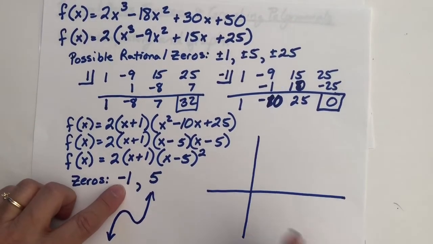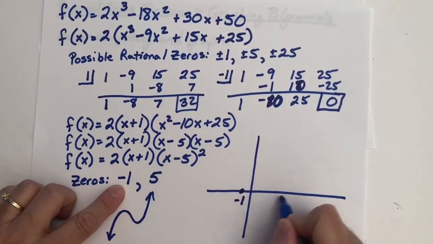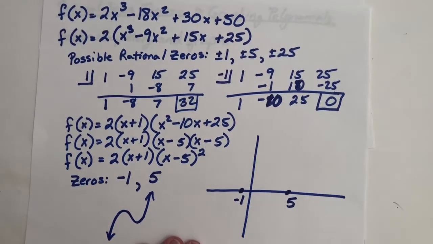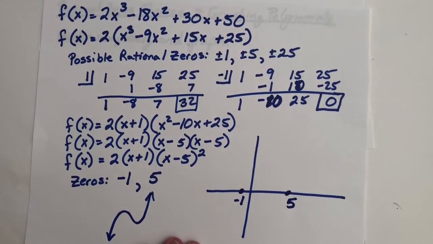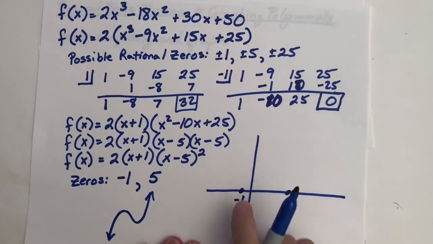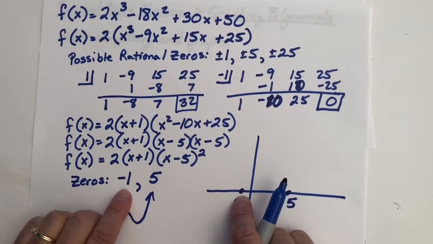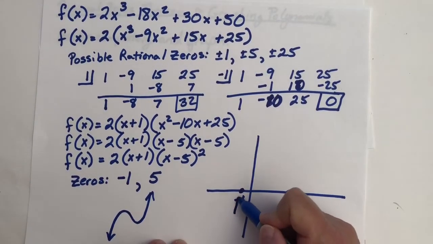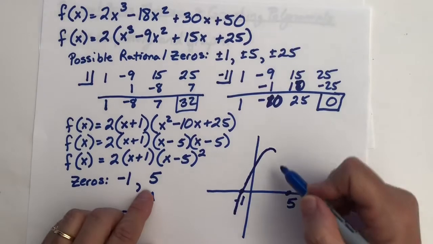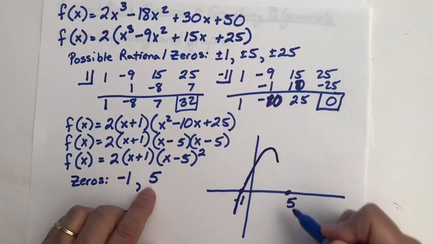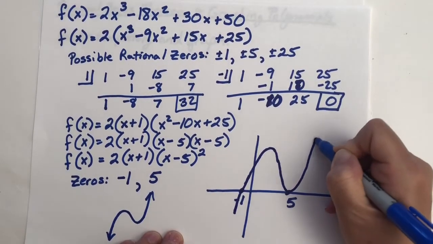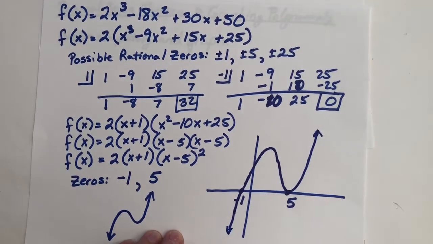So if our zeros are negative 1 and 5, and we know our graph looks like this, we could come up with a pretty decent sketch, probably pretty quickly. So I know it's going to start down here. The graph will cross at negative 1, remember, because the multiplicity is 1, so it's odd, so it's going to cross. Go up, I don't know how high, turn around at some point, but when we get down to 5, the multiplicity is even, so we know it will just touch and turn back around. So our graph looks something like this.